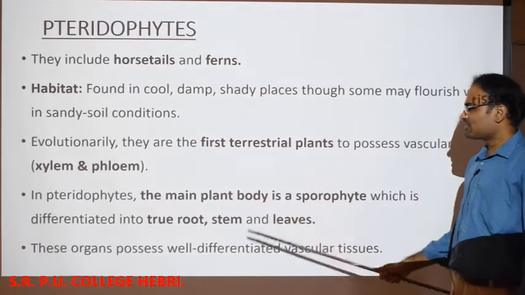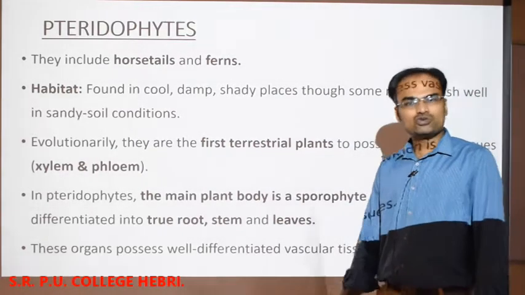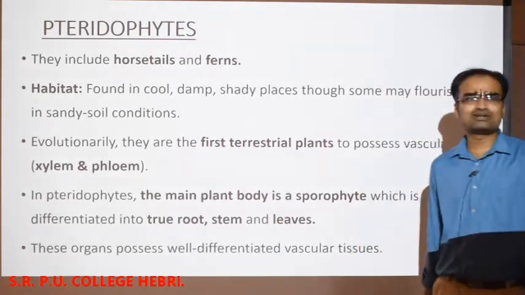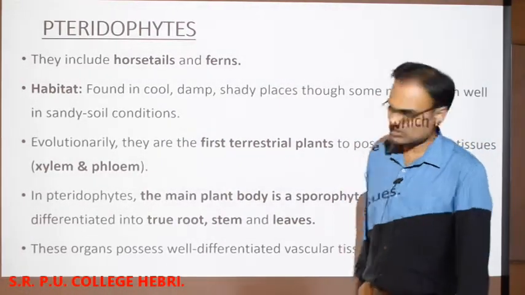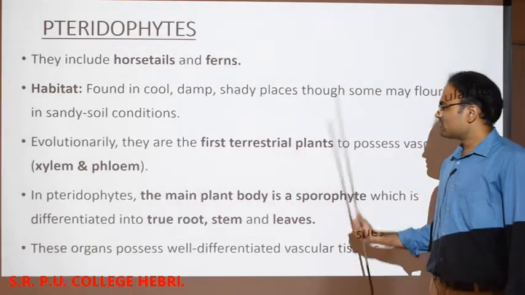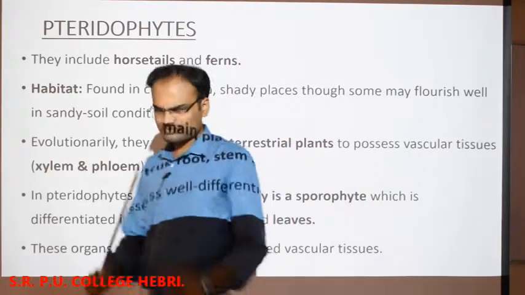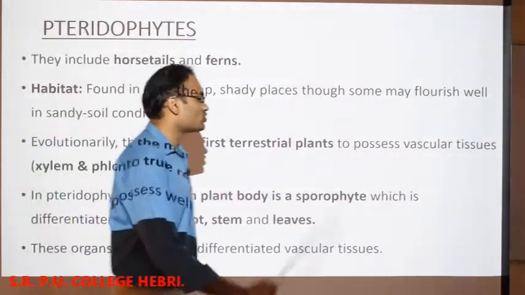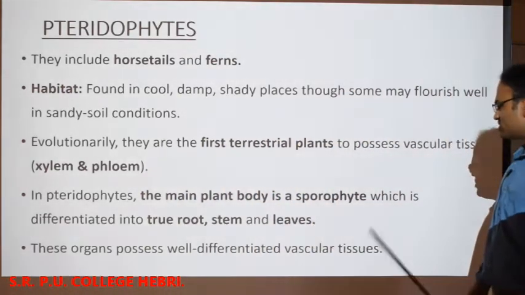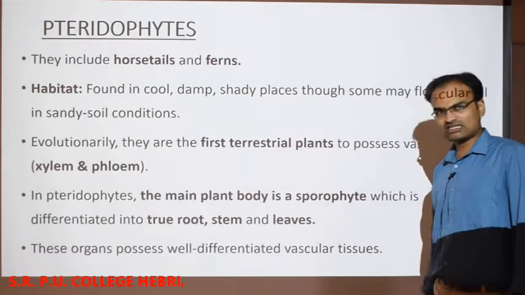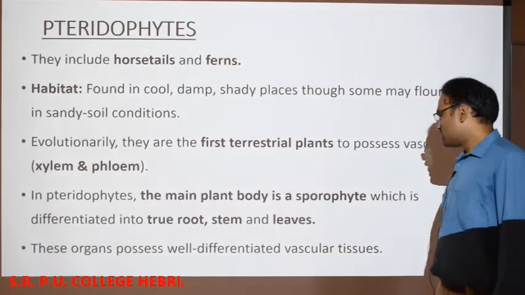Again, the important feature: pteridophytes possess true roots, true stem as well as true leaves, but in algae as well as in bryophyta, there were no true roots, stem or leaves, isn't it? So these are the first terrestrial plants to possess vascular tissue, as well as the first plants to possess true root, stem and leaves. These organs possess well differentiated vascular tissues. These organs, that is root, stem and leaf, possess the vascular tissues.